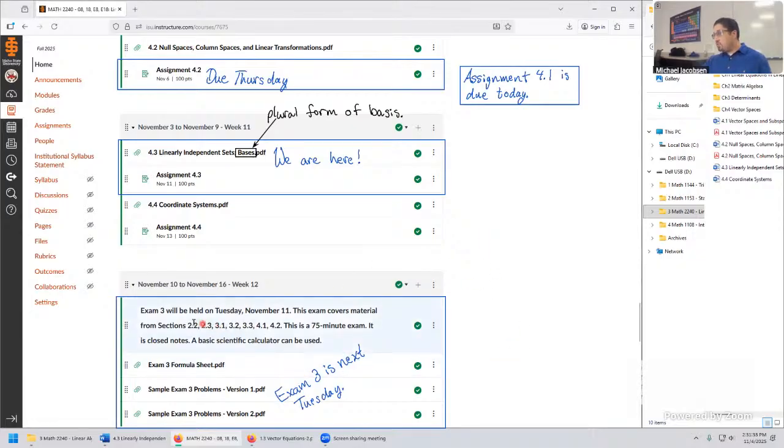And as far as this third exam goes, it's going to start in section 2.2, matrix inverses, 2.3 using the invertible matrix theorem, and conclude in section 4.2, null spaces and column spaces. Well, any last questions at all, folks, before we get started today?